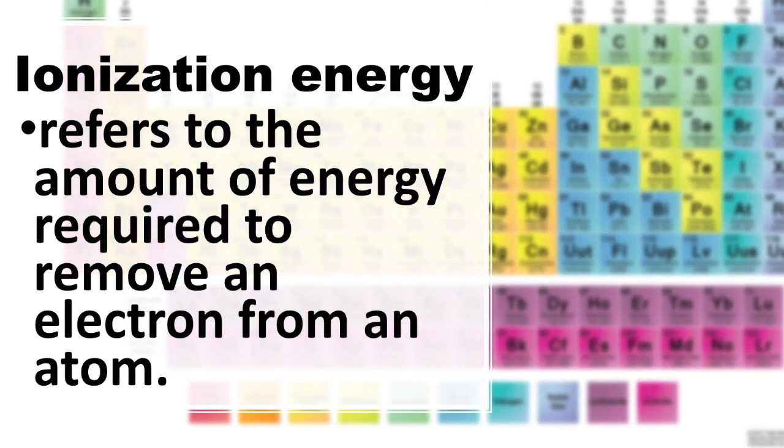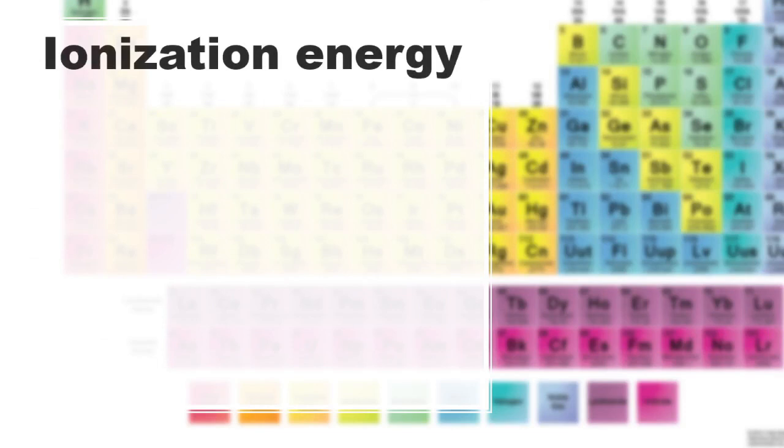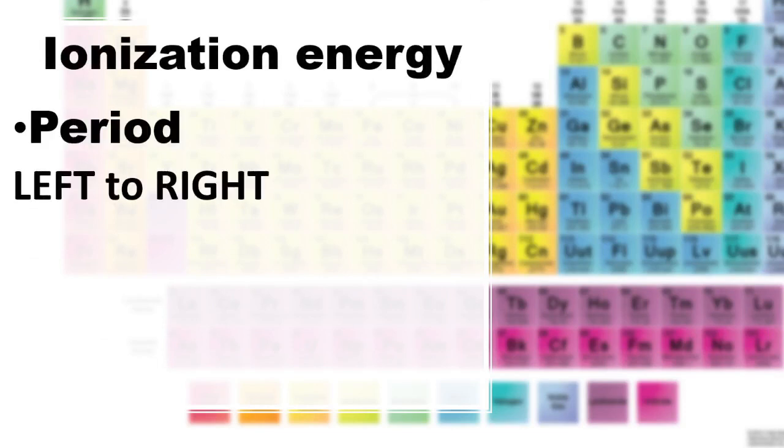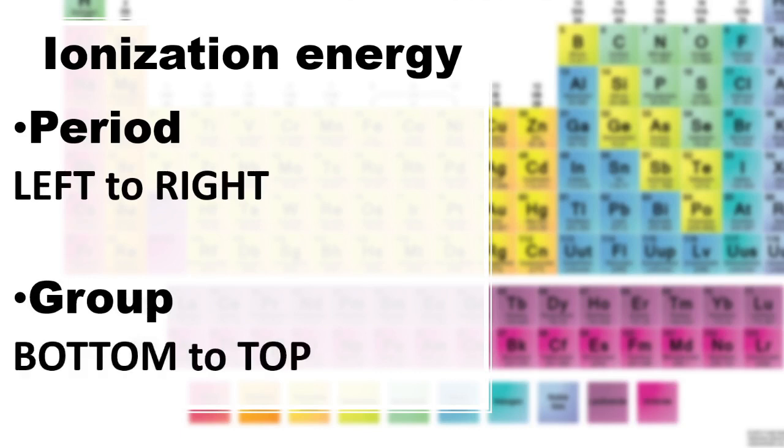ionization energy. Ionization energy refers to the amount of energy required to remove an electron from an atom. The pattern is this. For period, left to right, and for the group, bottom to top.